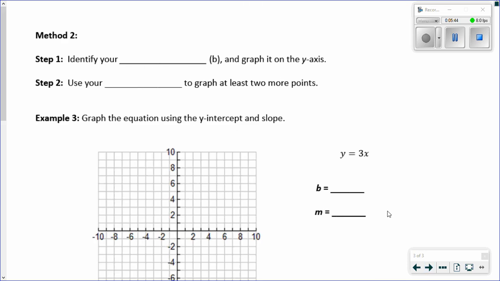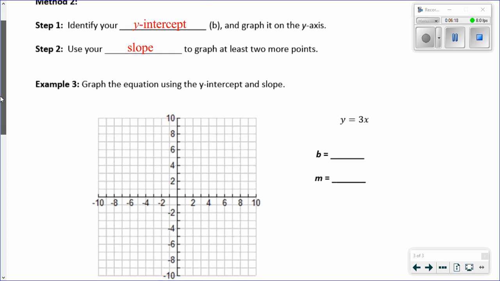Now, second method is to identify your y-intercept, or the b, from the equation, and then graph it on the y-axis. Remember, your equation will always look like this: y equals mx plus b. Your b will be at the back end. Then, using your slope, which is this number, as rise over run, we can graph at least 2 more points on the grid, and that way we have our points.